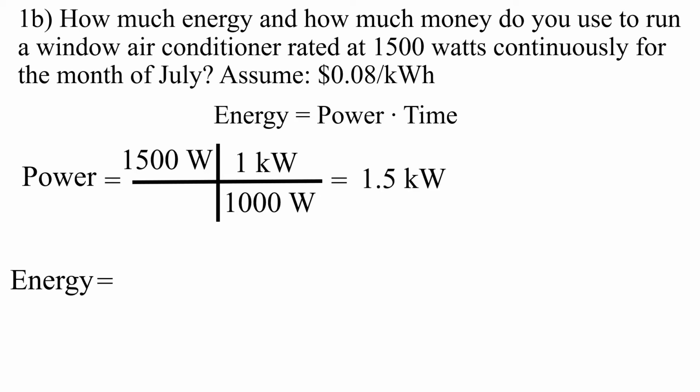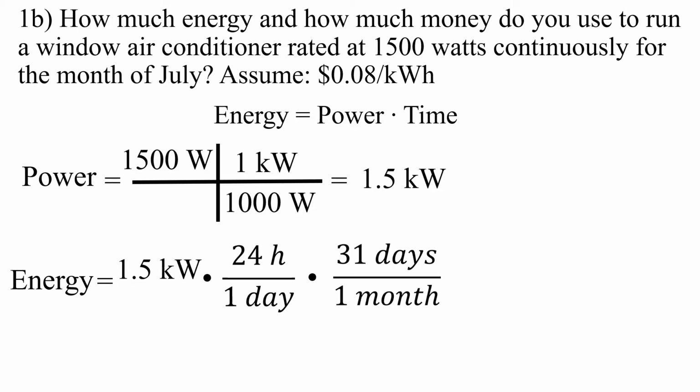Energy is power times time. So the time we want is hours. So I take my kilowatts and I'm going to do it per hour. And there are 24 hours in a day, and we want the month of July, and that's 31 days per month. I cancel out days and I multiply my numbers to get 1,116 kilowatt hours per month.